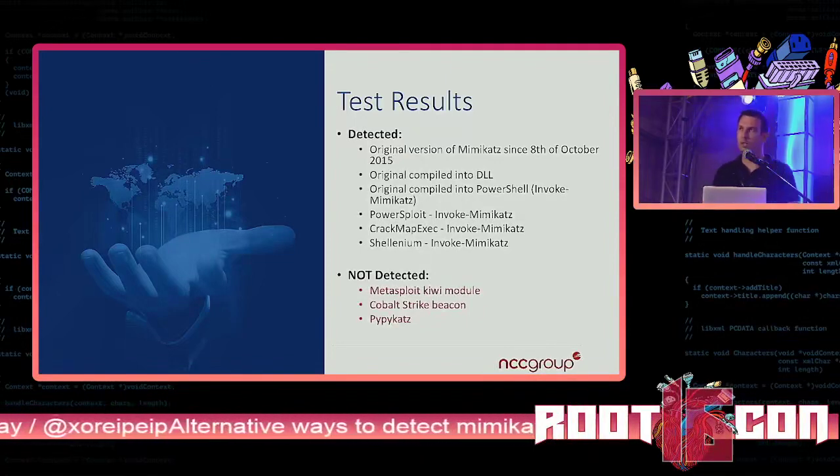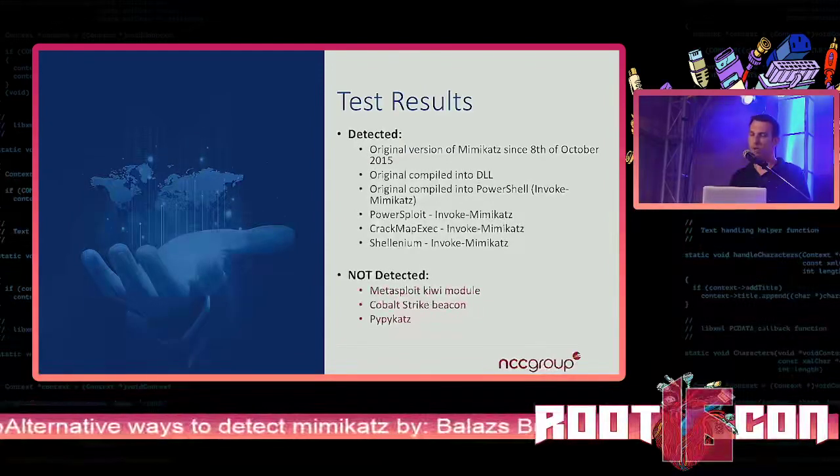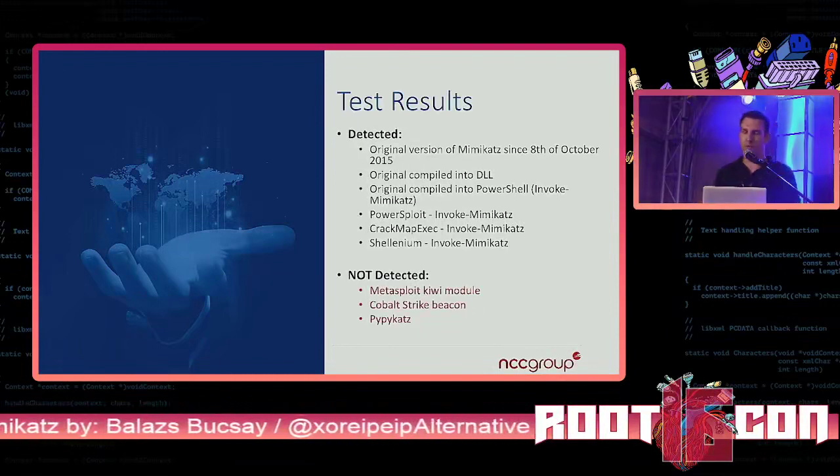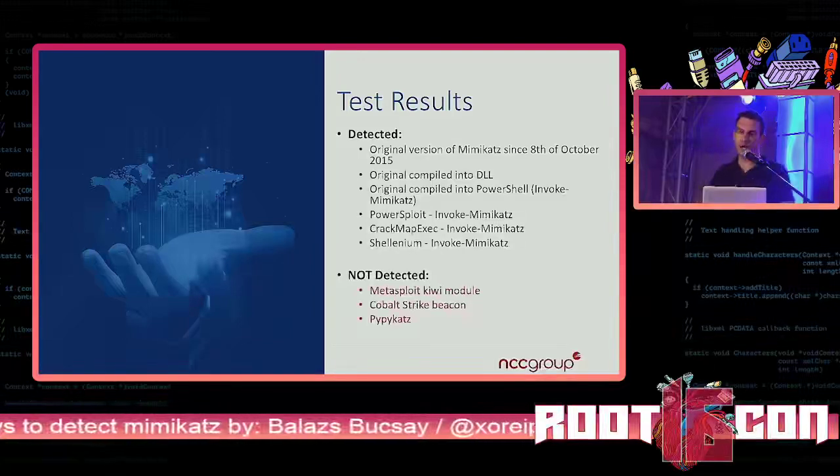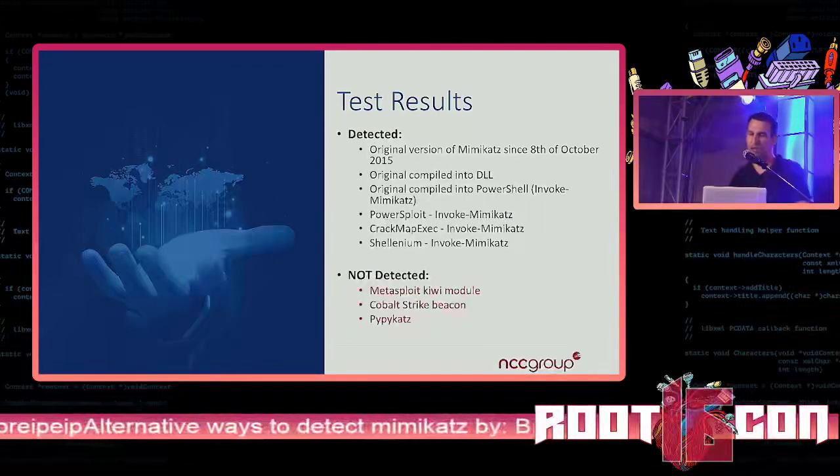So as I mentioned, the module was introduced on 8th of October 2015. We are just a few days off from 7 years at the moment. And every version that is compiled from GitHub, either into a binary like an exe or DLL or PowerShell, or the mimikatz that you can download from the release section, can be detected by this technique. Same goes for PowerSploit and CrackMapExec. So if you use that as an attacker, you can be detected by this module, this driver that I created.